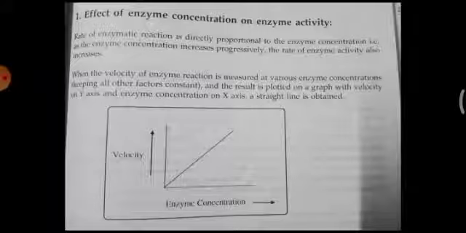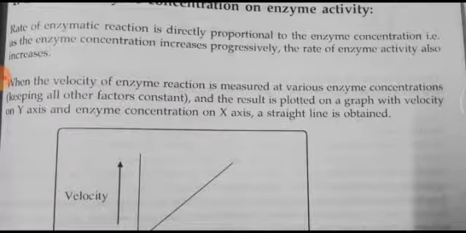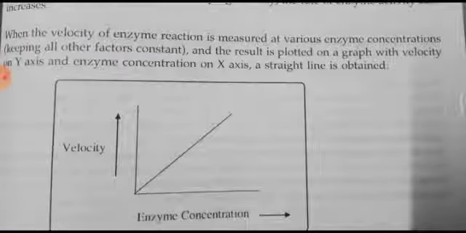In the second paragraph, you can see when the velocity of enzyme reaction is measured at various enzyme concentrations, keeping all other factors constant, meaning temperature, pH, etc., the result is plotted on a graph with velocity on the y-axis and enzyme concentration on the x-axis. A straight line is obtained. In this, only one factor we vary, that is the enzyme concentration, keeping substrate concentration, temperature, pH and all other factors constant. So it is directly proportional to the enzyme activity.